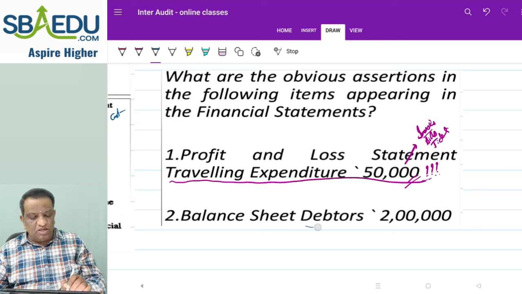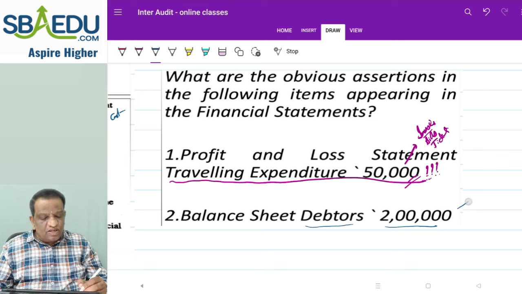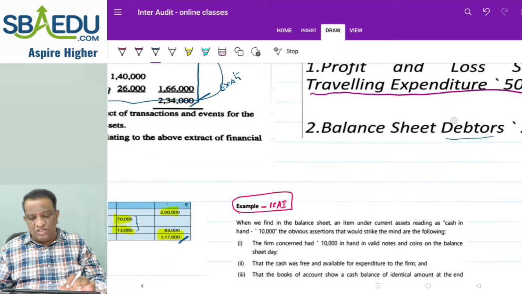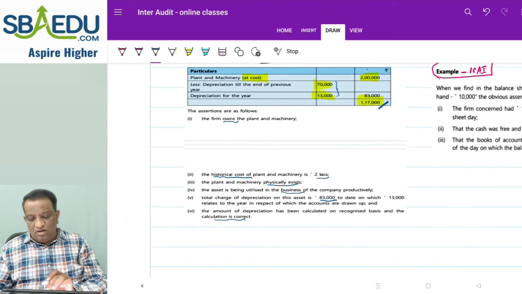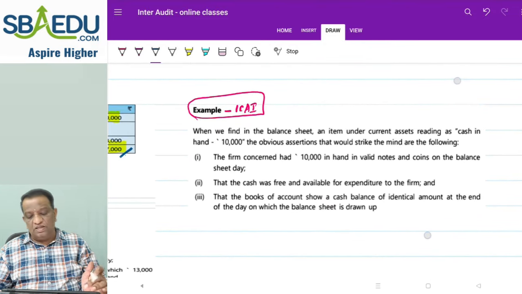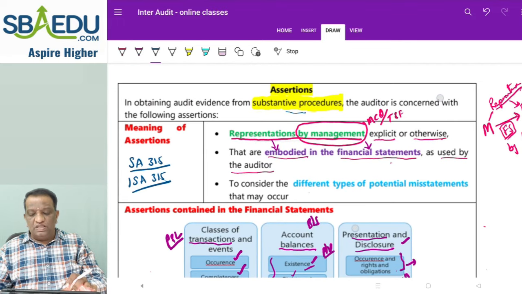And similarly you can ask about debtors. You can again say the company has made a credit sale, otherwise debtors wouldn't have come, and the company is confident of recovering this 2 lakhs, otherwise they would have made a provision for it. That is how you are supposed to make a few statements, like how he has given the statements over there. The company owns the asset, the historical cost, the asset physically exists, and it is used for business purposes, the valuation. So this is how you need to answer the questions that are being asked in it.